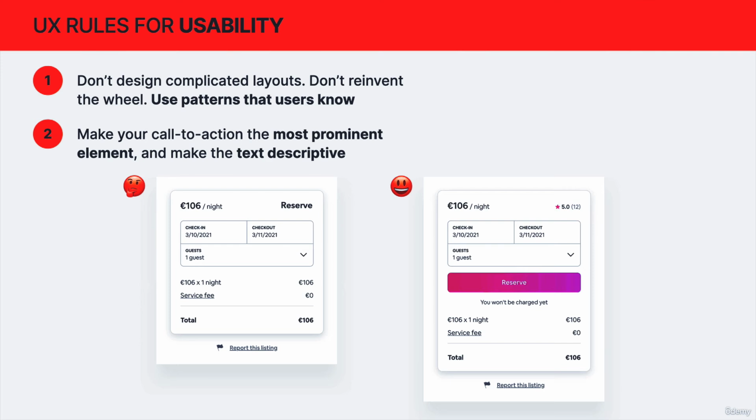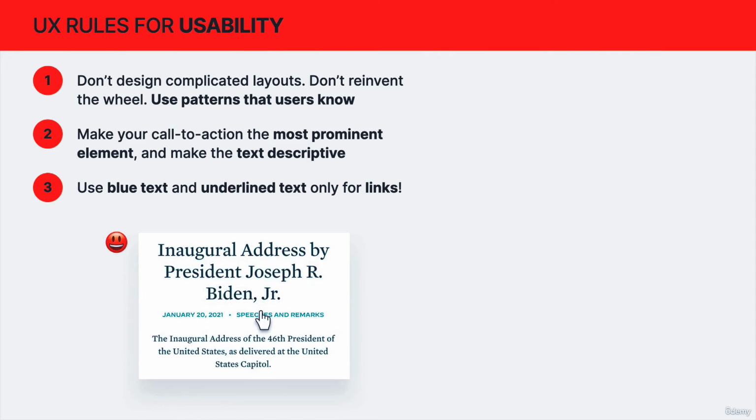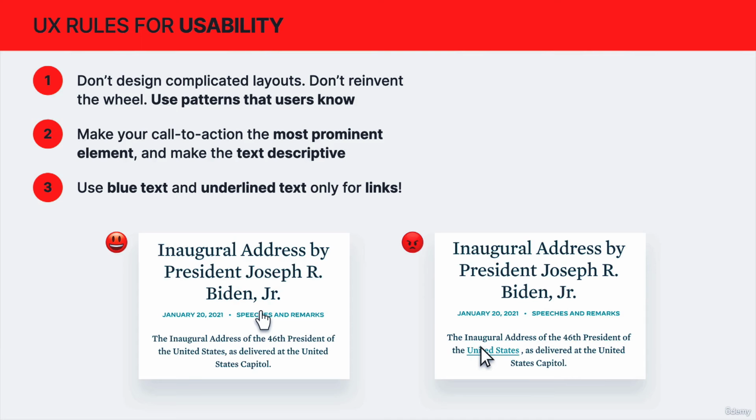Now, the next rule is a very simple one, which is that you should use blue text and underlined text only for links. That's super important because users are so used to the pattern that links are blue or underlined like this, that you will really confuse them if you ever use underlined or blue text anywhere that is not a link. So in this second example, that blue and underlined United States text there very clearly looks like a link to you as well, right? But, well, here it is actually not a link. And so this is very confusing and frustrating, and so don't do that.